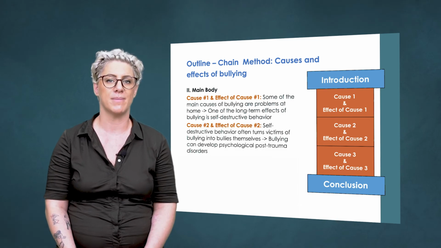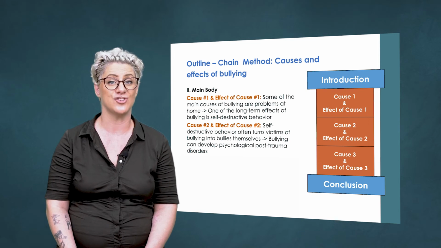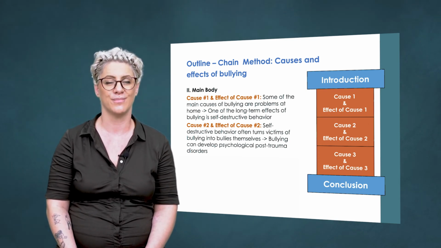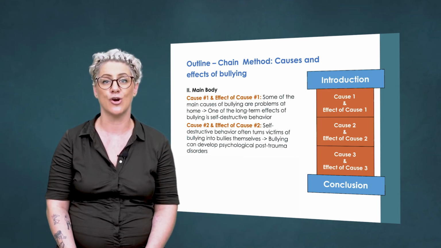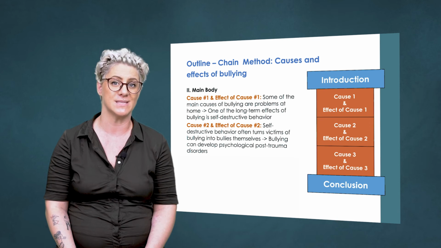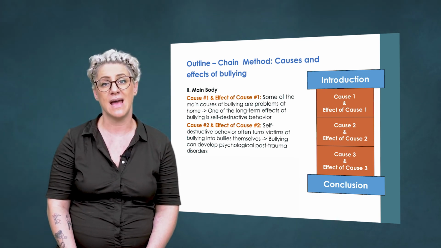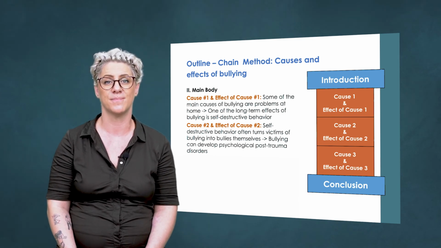In the second body paragraph, we introduce the second cause of bullying. As I mentioned before, in the chain structure, each effect becomes the next cause. As in our example, self-destructive behavior often turns victims of bullying into bullies themselves. And then we give a detailed explanation about the effects of this event. Bullying can develop psychological post-trauma disorders.